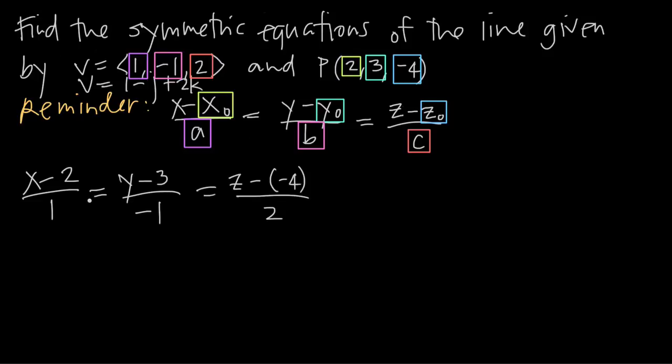Sometimes we won't be able to simplify any further, but in this case we don't need to write x minus 2 over 1, that's redundant, so we can just say x minus 2. The -1 in the denominator will affect the numerator. We'll get rid of the 1, and we'll transfer this negative into the numerator, so this becomes -y plus 3. We always still want to list the variable first. And then over here, minus a -4 is going to be a plus 4, so we'll get z plus 4 divided by 2, and this is the symmetric equation of the line.